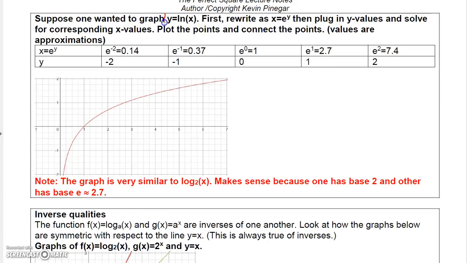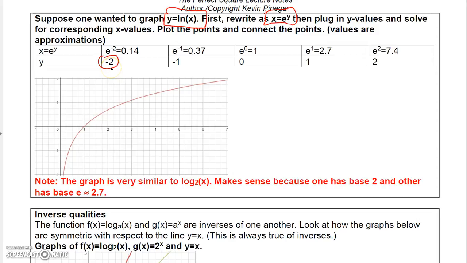Now, if I wanted to graph y equals natural log of x, I'd write it as x equals e to the y, because the base of the natural log is e. So I'd have e to the y equals x. And so I could do the same thing for that. I could plug in y values and get the corresponding x values.